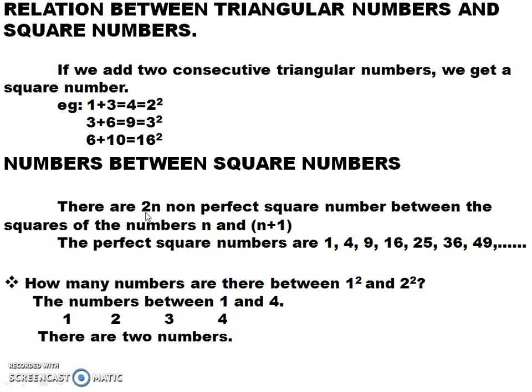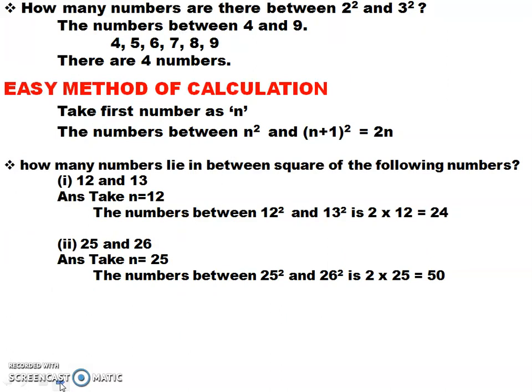There are 2n, 2 into n non-perfect square numbers between the squares of the numbers n and n plus 1. Students, don't bother about this definition. You will not be asked about it. But you should know how to calculate. We'll see one more example and I'll make it clear for you.